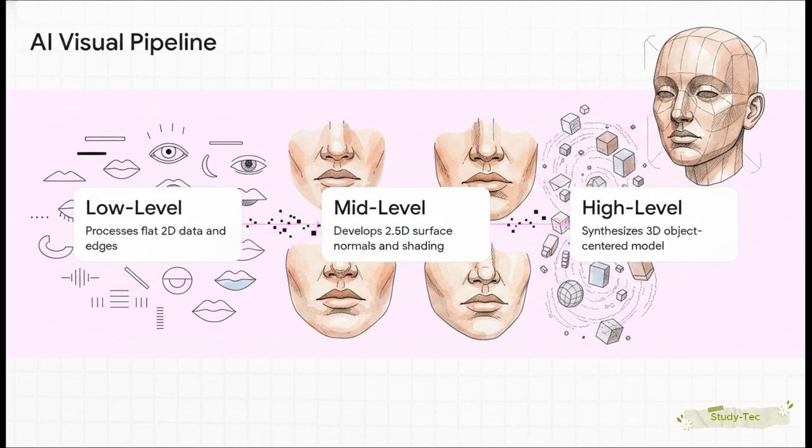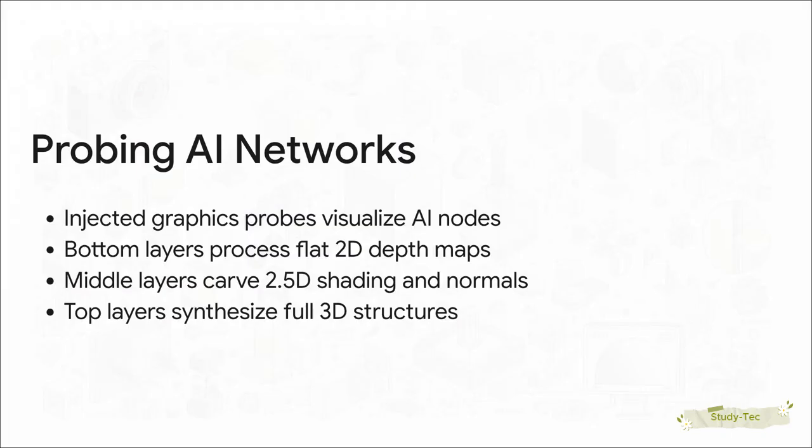We're talking low-level layers processing flat 2D data, mid-level layers developing 2.5D surface normals, and then only at the highest level layers does a fully realized 3D model finally emerge. Let's actually break down exactly how they proved this, because it's fascinating. Researchers injected what they call graphics probes into the network. You can think of these probes as translators, essentially converting the abstract math of the AI's neurons back into computer graphics that we humans can actually look at.